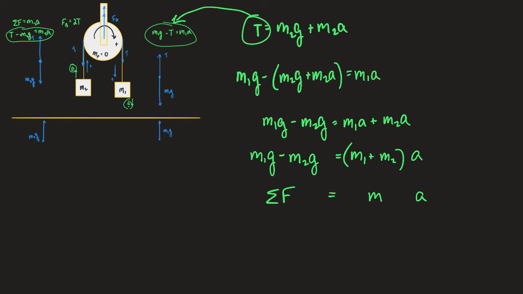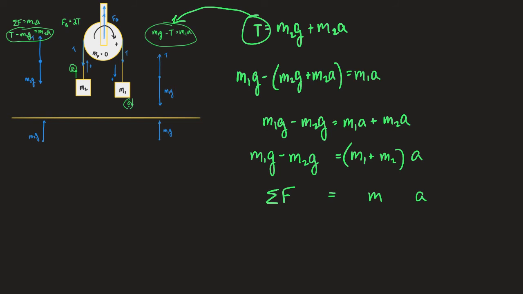The left side is the difference in two forces, the weight of one block and the weight of the other. That is net force. The right side has the inertia of the system, m1 plus m2, and the subsequent acceleration of the system. You should be able to clearly see that in any multi-body problem that you're given.